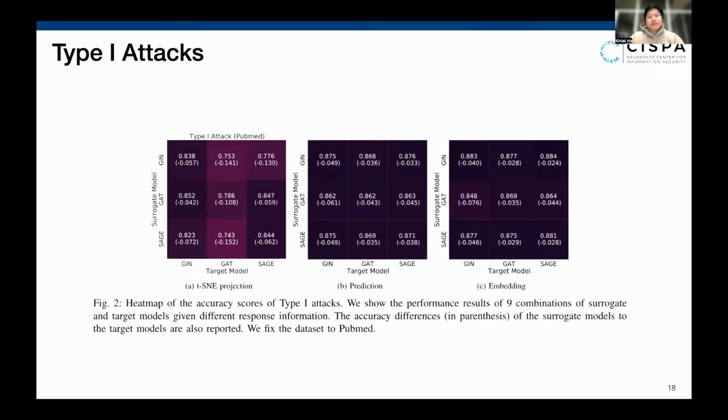We then relax the assumption of both the target and surrogate models' architecture and show the attack performance. We can observe that attack performance is very stable. For example, in figure 2C, when the target model is SAGE, the surrogate model can still achieve like 0.88 accuracy with GCN as its architecture, which further shows our attack is very robust against different model architectures.